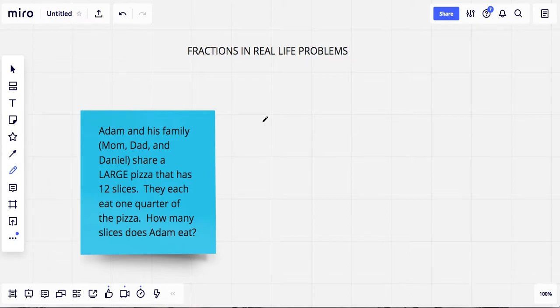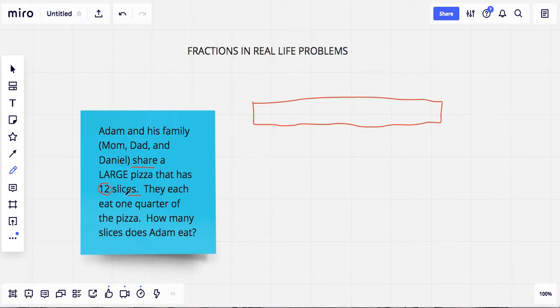Okay, so we can use a version of a number line to solve this problem. I'm just going to draw out a full rectangle here. Let's pretend that this is the entire pizza. Let's say that that would be 12 slices. I know that there are 12. And another important word here is that they're sharing it. So we're going to assume that everyone gets the same amount.